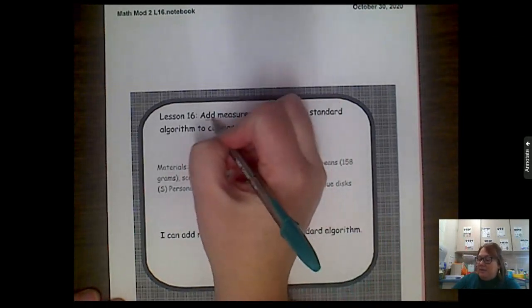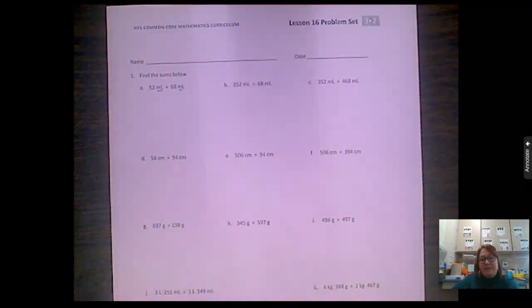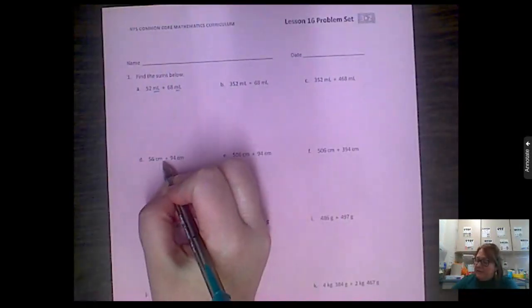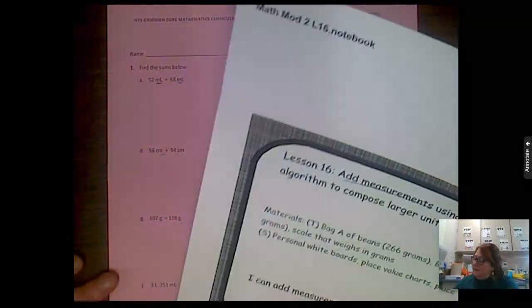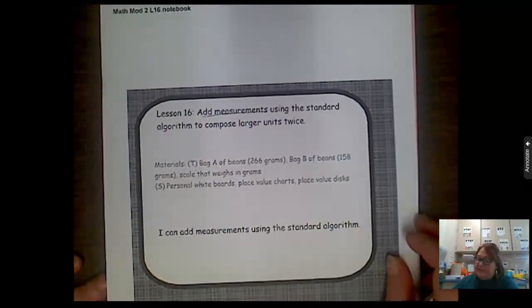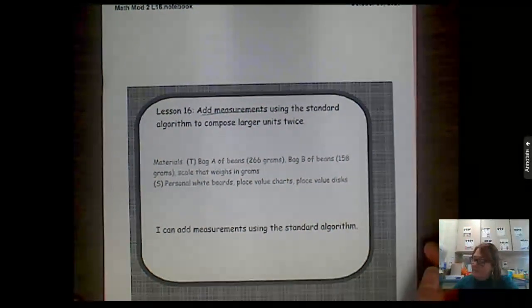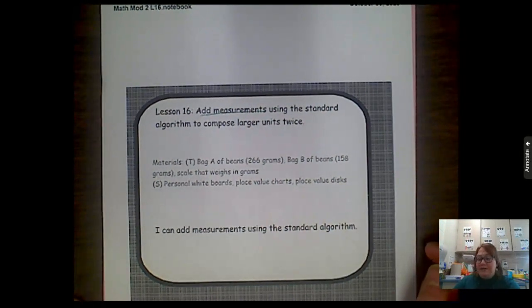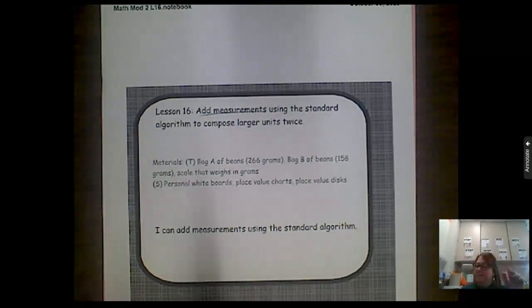And really when it talks about adding measurements, the only thing that we're doing with that, just like we did our last lesson, is that we have these measurements here. So we just want to make sure that when we do our addition, that we are labeling with either milliliters, centimeters, grams, whatever it is that our label is for our addition. And so we're adding measurements using the standard algorithm. So that's just like we did yesterday, where we are adding with our column addition to compose larger units twice. And what we mean by that is that you might have to carry twice. Okay. So we'll get into it.